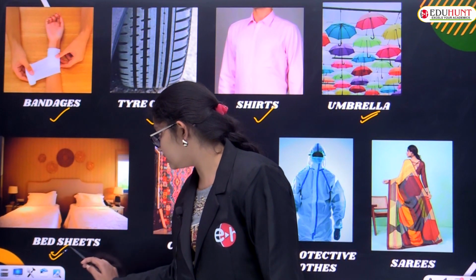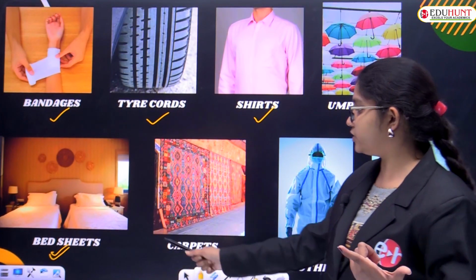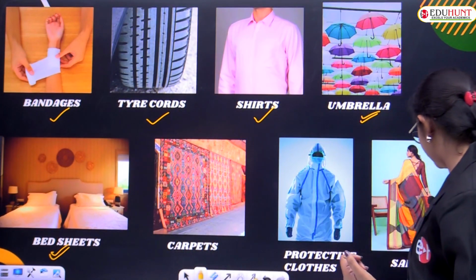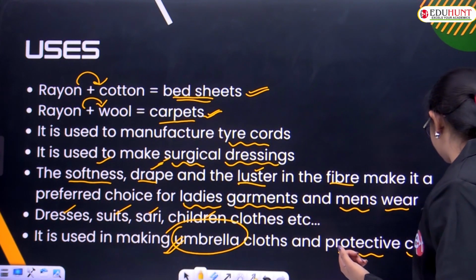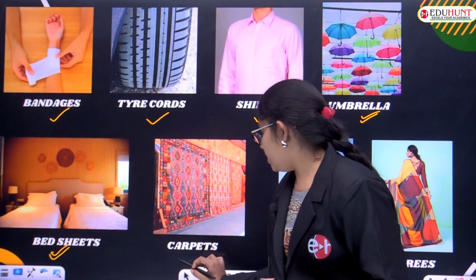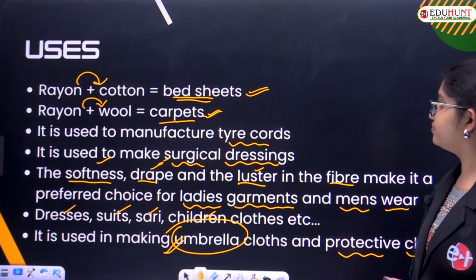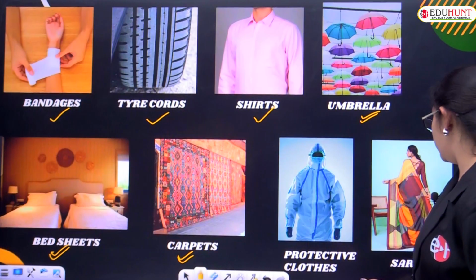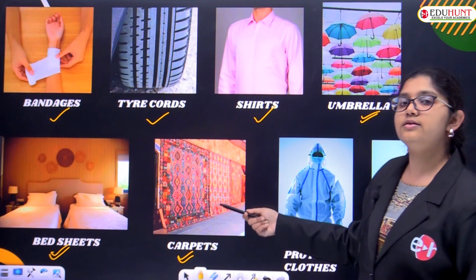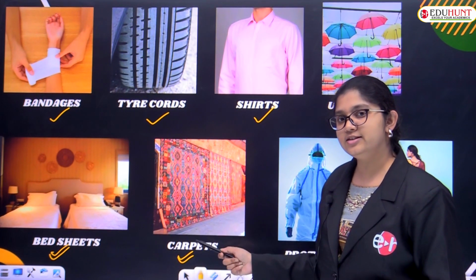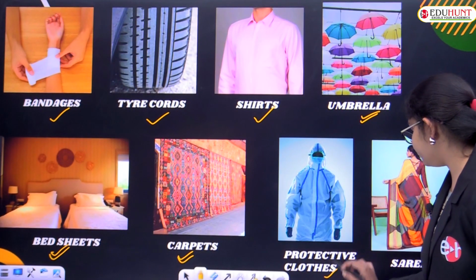Rayon is mixed with what? Rayon is mixed with dash to obtain bed sheets. What is that? You want to say it again? What is that? Very good. Cotton. And rayon is mixed with dash to obtain carpets. Once again for you. Wool. Very good. So, we'll mix rayon and cotton to obtain bed sheets. We'll get carpets by mixing rayon and what is that? Wool. Very good. Next, protective clothes.